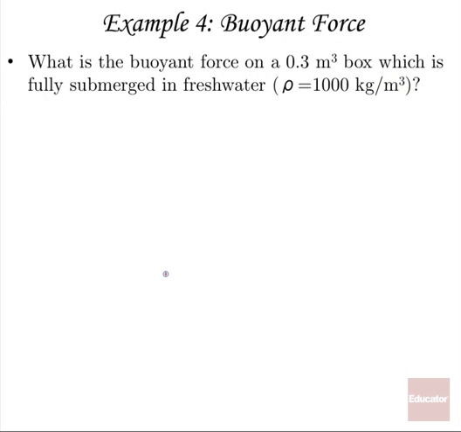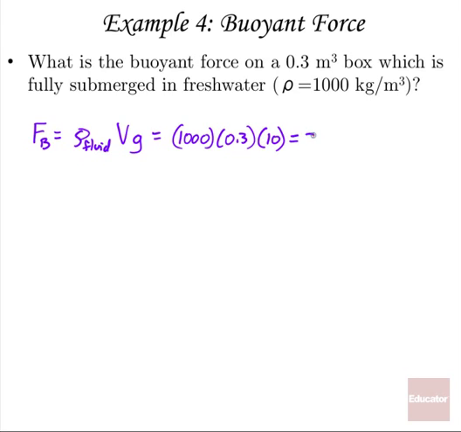So let's do an example with the buoyant force. What is the buoyant force on a 0.3 cubic meter box which is fully submerged in fresh water that has a density of 1,000 kilograms per meter cubed? Well, the buoyant force, F_B, is equal to the density of the fluid, rho, times the volume, V, of the fluid displaced, times g. So the density of the fluid displaced is 1,000 kilograms per meter cubed. We've got a volume of 0.3 cubic meters, and g we'll estimate as 10 meters per second squared for a force of about 3,000 newtons.